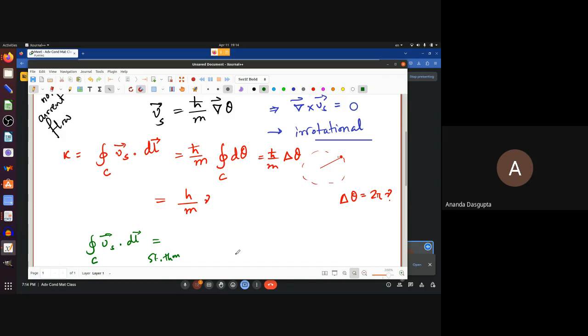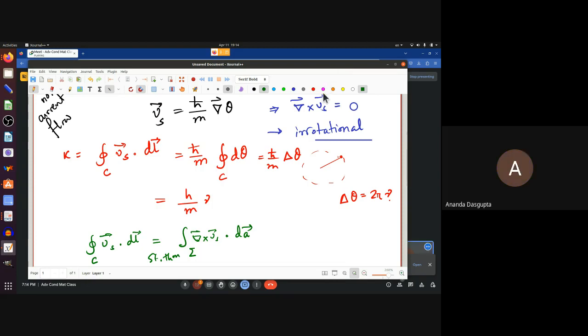So what is the theorem? Can anybody remind me of that? Curl of Vs. It's the curl of Vs dotted with dA, integrated over a surface. Which surface is this? Which surface should we integrate over? Complete surface. Okay. What do you mean by complete surface? Closed surface. Close. Well, which closed surface?